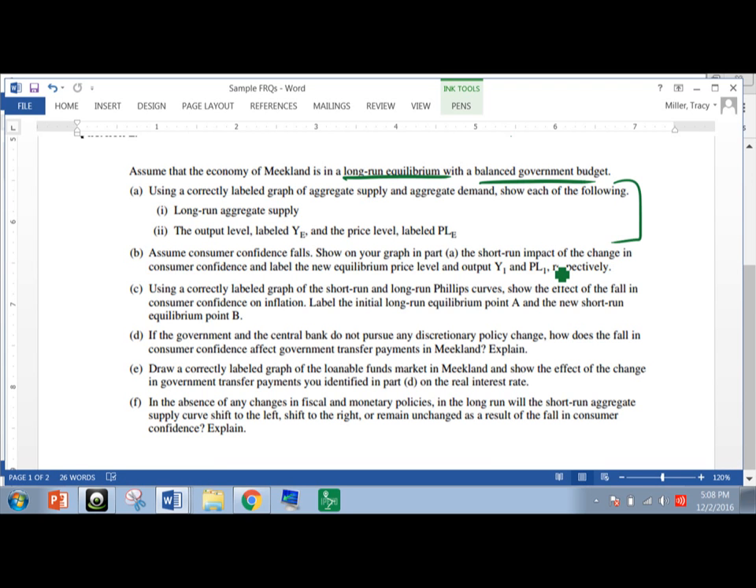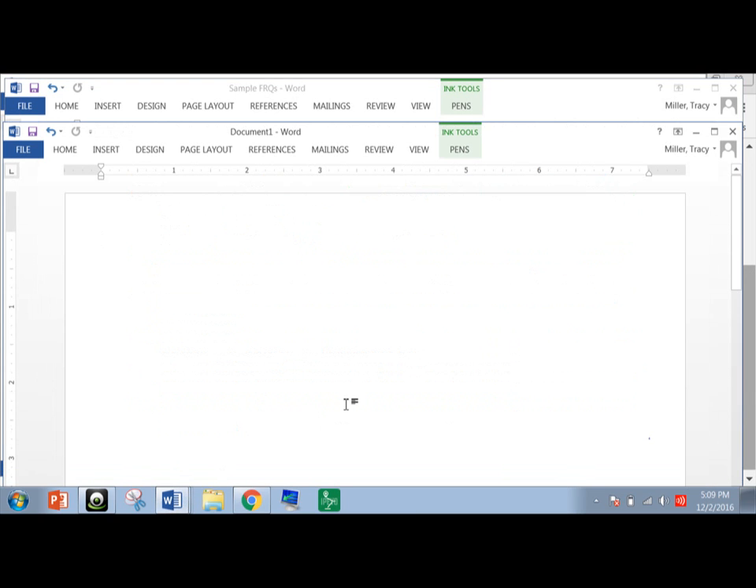So it says assume consumer confidence falls. Show on your graph in part A the short run impact of the change in consumer confidence and label the new equilibrium price level and output Y1 and PL1 respectively. So again, long run equilibrium, and now we've got consumer confidence falling. So that's going to be an aggregate demand shift.